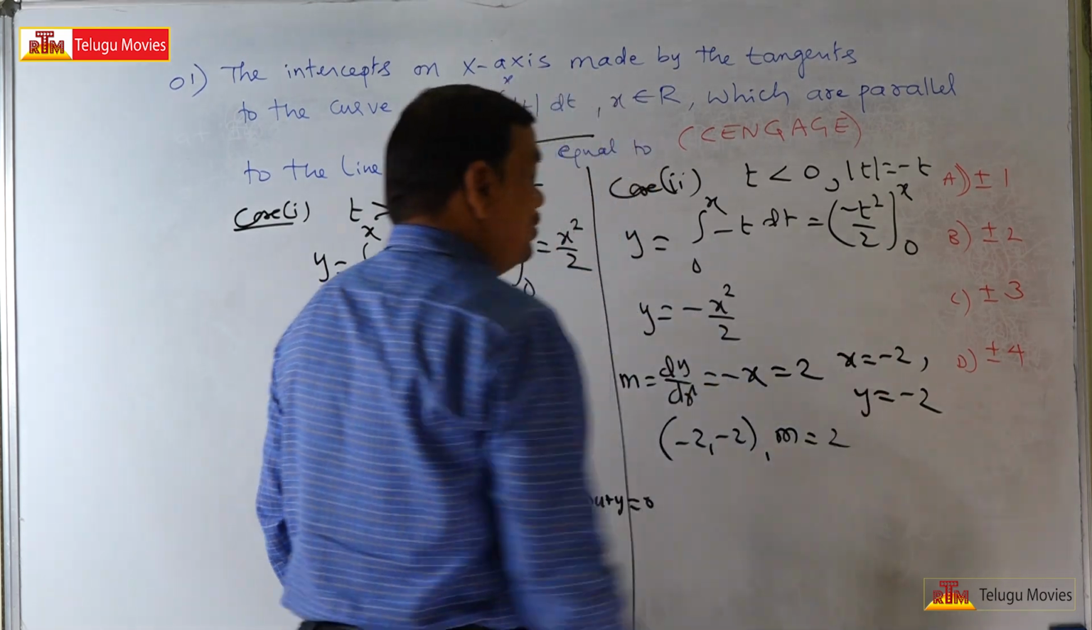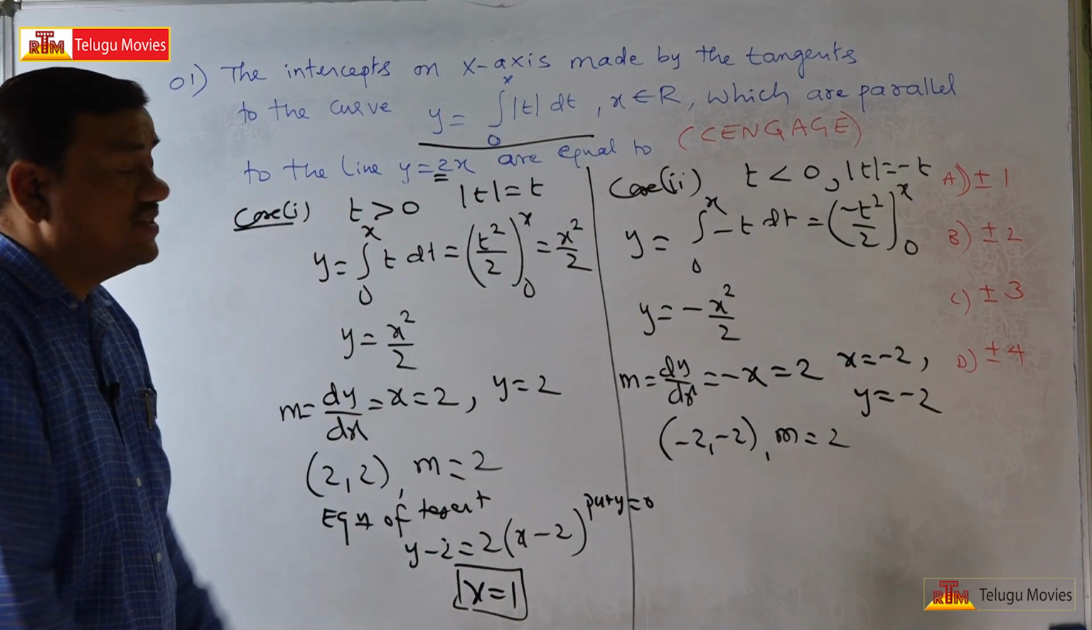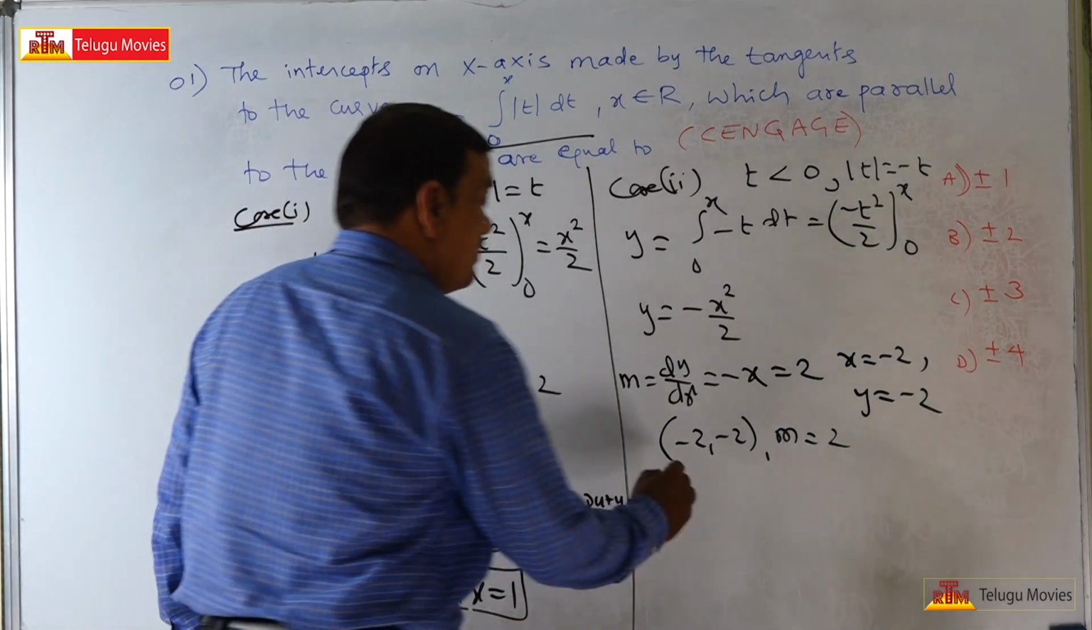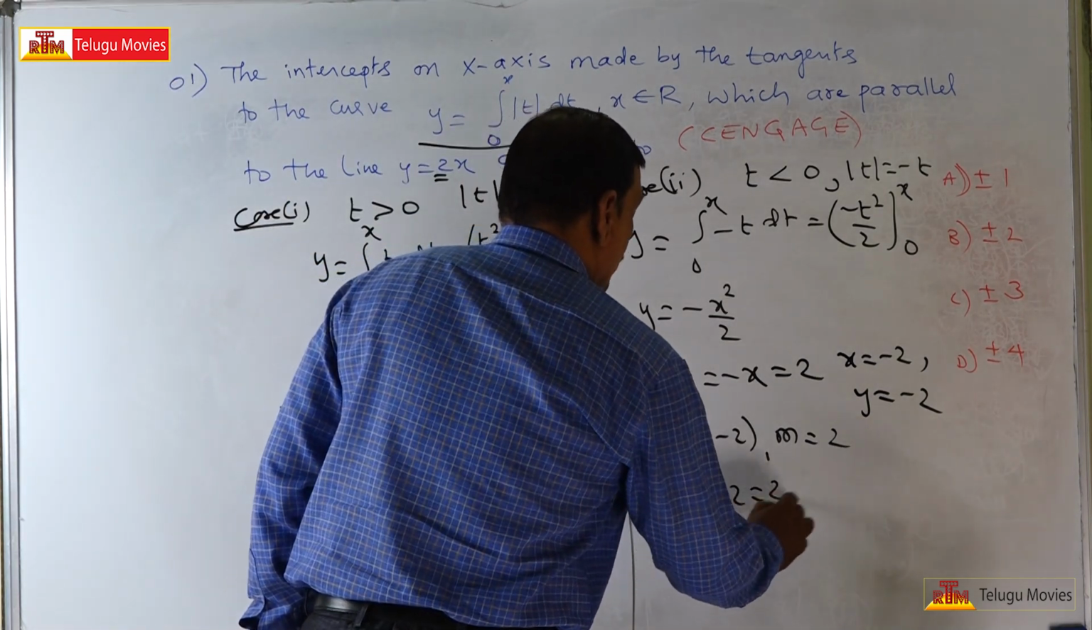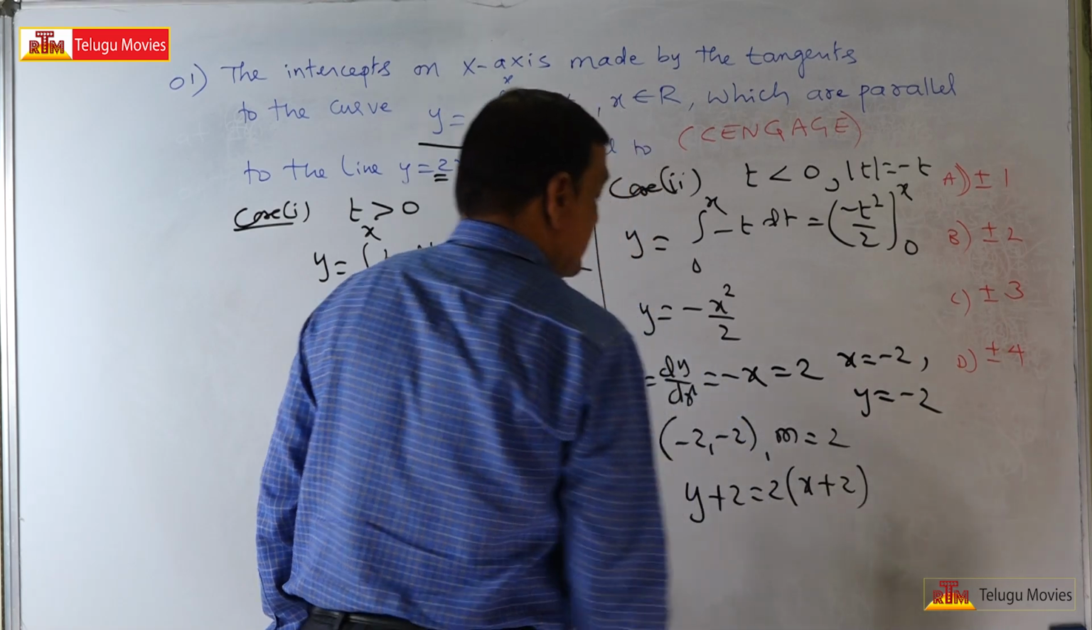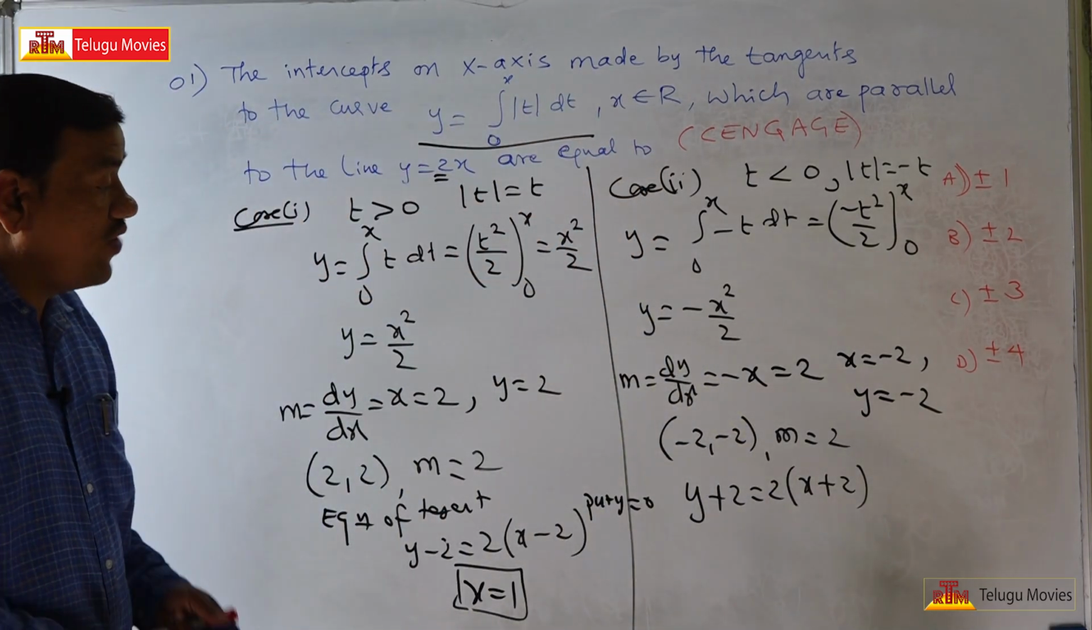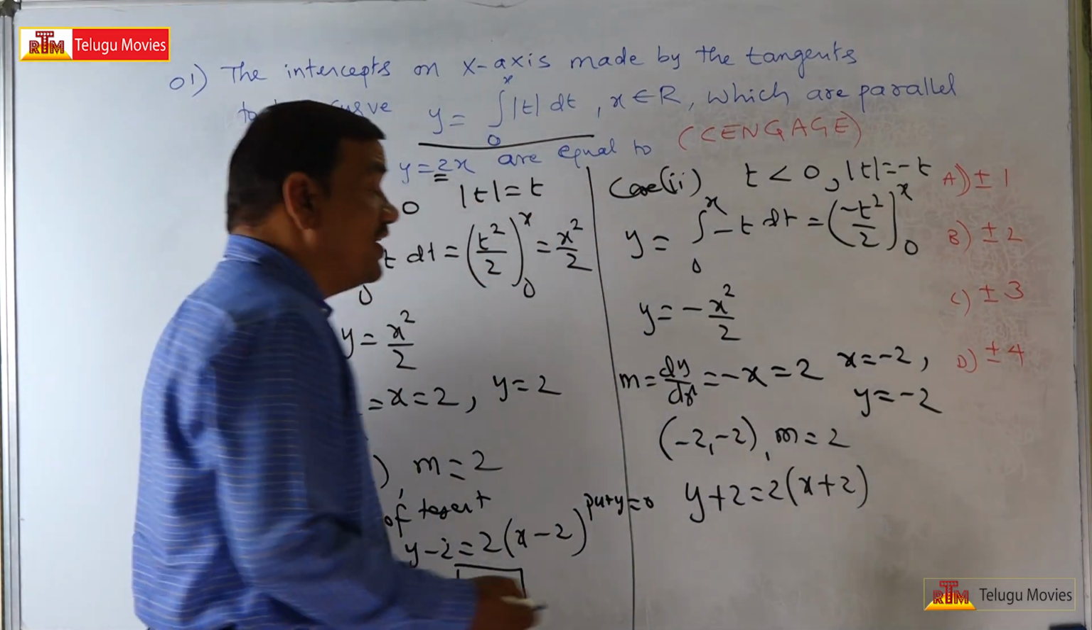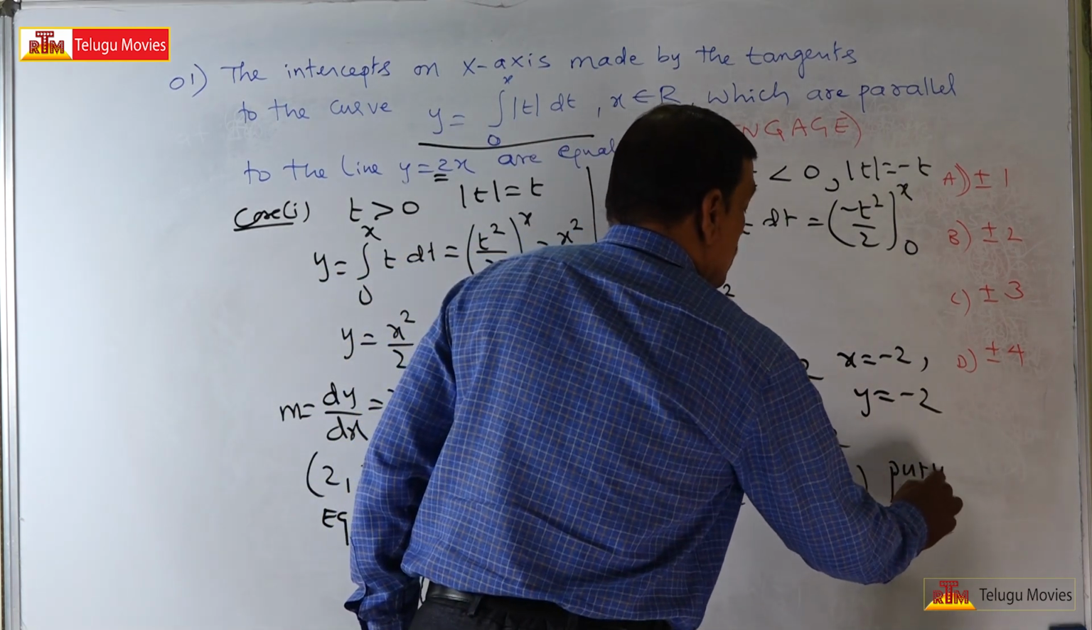Slope is also 2. Now what is the equation of the tangent? y minus y1 is equal to m into x minus x1. Okay, now to find the x-intercept, put y is equal to 0. Easy. y is equal to 0.